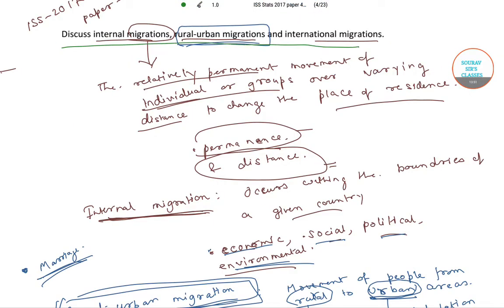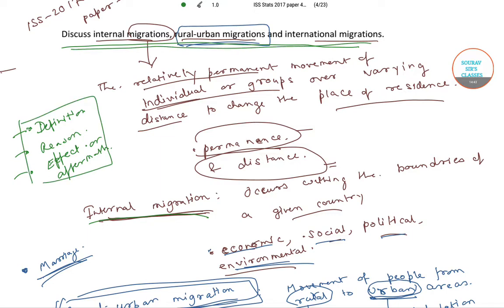So to answer this question, you should first write the definition, that is, what is the meaning of these types of migration. Next is the reason for migration, that is, what are the factors that affect or cause these types of migration. And next is the effect or aftermath of migration, that is, what are the conditions and situations that arise due to these migrations. So these are the things you must write about these migrations while answering this question.